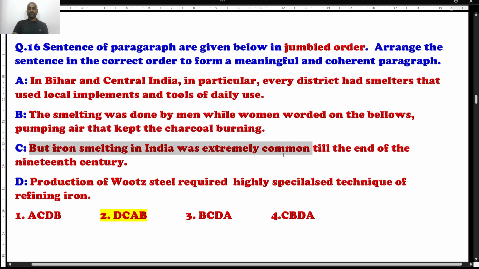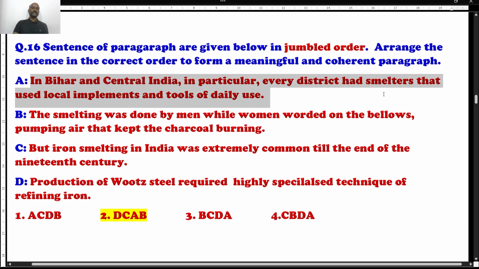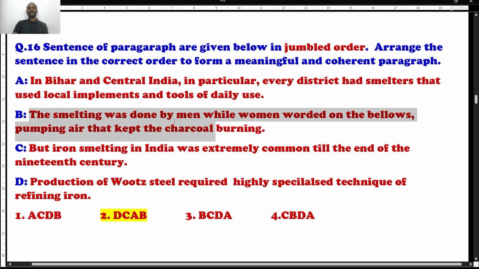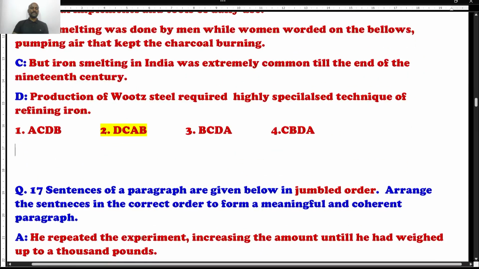iron smelting in India was extremely common till the end of the 19th century. Next one is, in Bihar and central India, in particular, every district had smelters that used local implements and tools of daily use. The final sentence is, the smelting was done by men while women worked on the bellows, pumping air that kept the charcoal burning. If you arrange it as DCAB, you'll find a meaningful and well arranged paragraph with the right communication. So option 2 is the right answer. You can go through it.